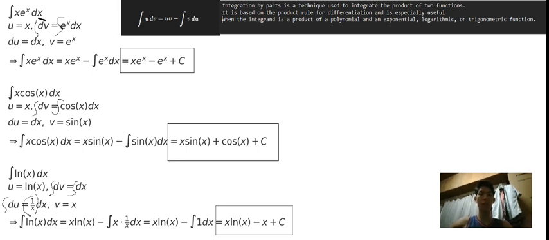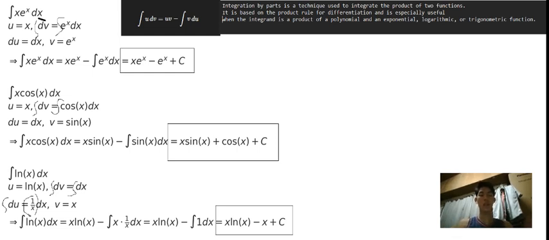First, there's a formula in integration by parts. The integration by parts formula is: the integral of u dv is equal to uv minus the integral of v du. So our first example would be the integral of x e to the power of x dx.